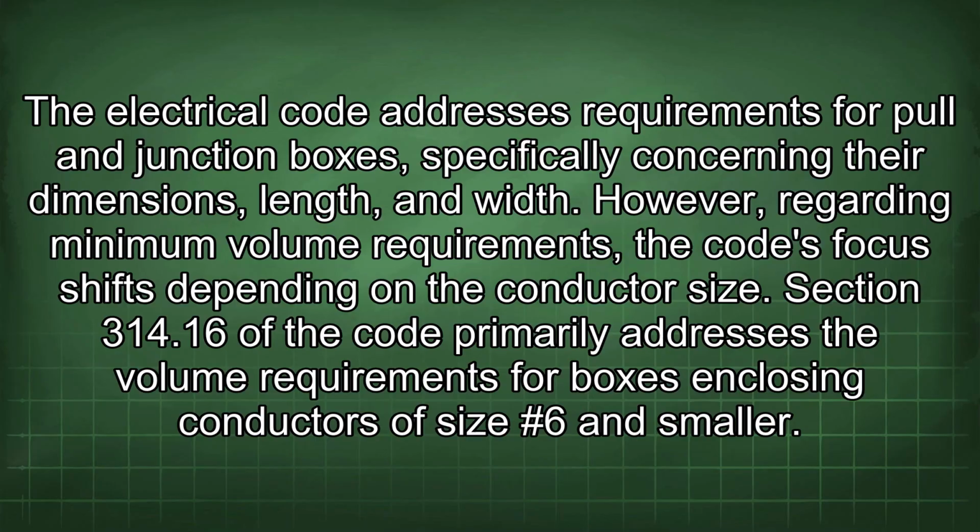The electrical code addresses requirements for pull and junction boxes, specifically concerning their dimensions, length, and width. However, regarding minimum volume requirements, the code's focus shifts depending on the conductor size. Section 314.16 of the code primarily addresses the volume requirements for boxes enclosing conductors of size #6 and smaller.